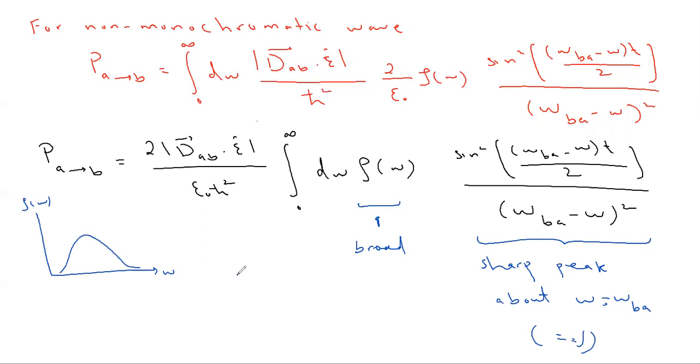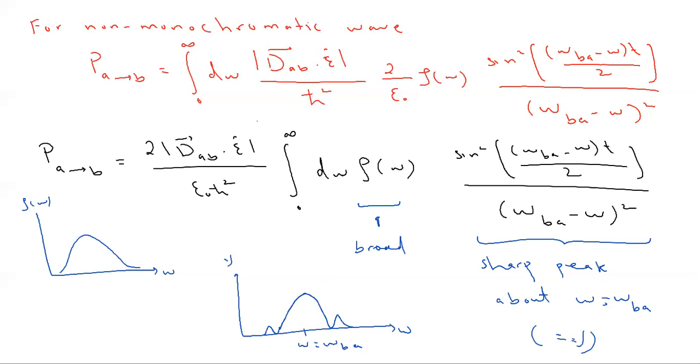For the case of this, on this axis I have omega, and on this axis I have this function y, this whole function sine square over the argument. So this will give me that our wave is peaked around this frequency, that is omega equals omega ba. So let's see how to proceed further.